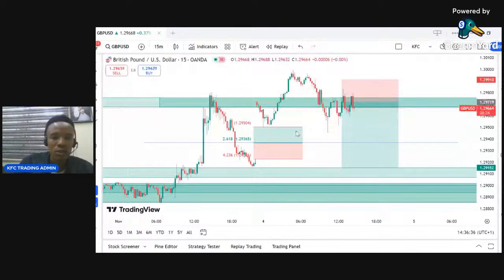So imagine someone who wants to take an entry from the discount zone. You want to take an entry from equilibrium, and for some reason you did not draw it correctly. So how do you now spot your discount zone? Already your equilibrium is bad. Your drawing is already bad. It will be difficult for you to spot it correctly.